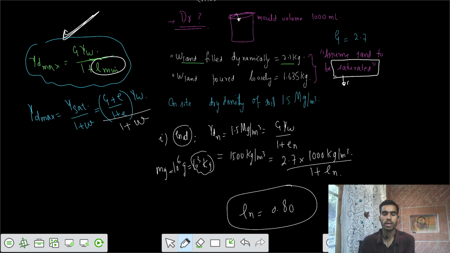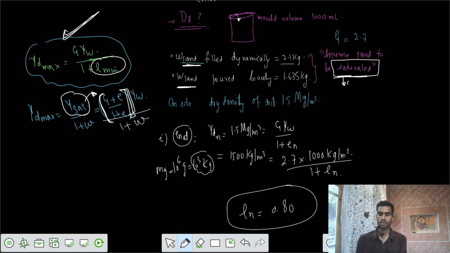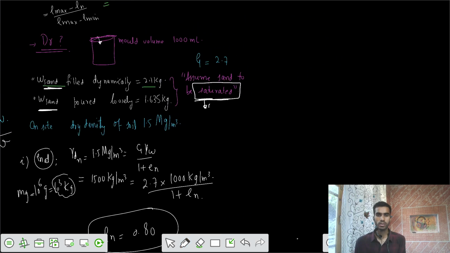So let's finally substitute those values. But here we are saying that the sand we are pouring is itself saturated. That means we need to find the saturated unit weight. From that we can get the value of void ratio at that condition. So let's go for that and write the first condition.